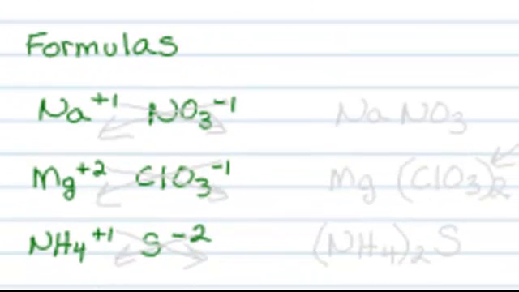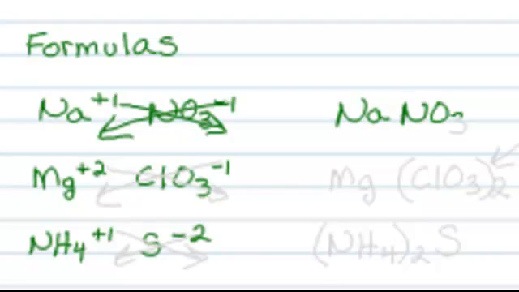So when you're making a formula with ionic compounds that have a polyatomic ion, it's very similar to what we were doing before, but there's some extra rules. So when you have sodium and nitrate, which is Na and NO3, all you have to do, just like before, is cross the numbers. So you have 1 Na and 1 NO3. So that's your formula, NaNO3.